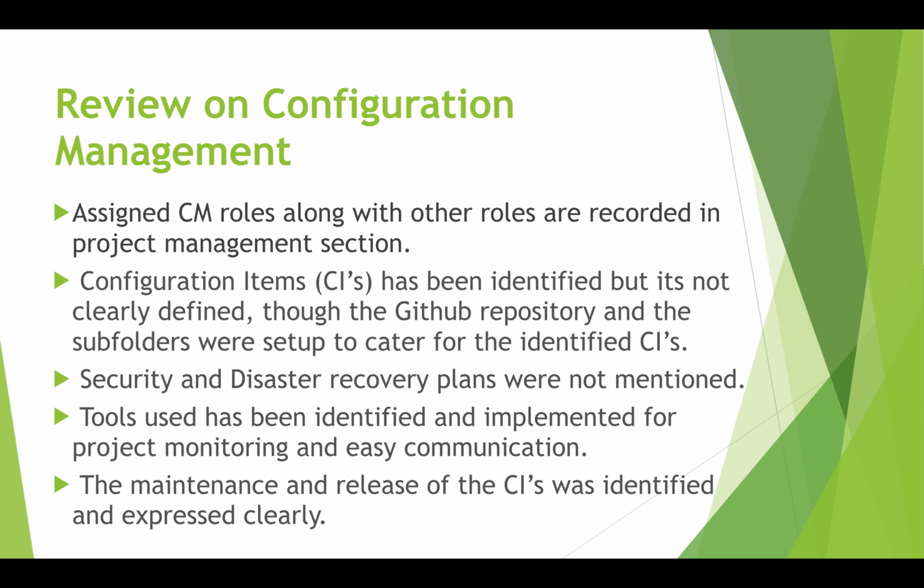Next point is that the tools used have been identified and implemented for project management, project monitoring, and easy communication. For example, WhatsApp, Slack, and Google Drive were all clearly identified and described in the document. The maintenance and release of the CIs was identified and expressed clearly, like the version control, acceptable naming conventions, and file formats to be used. All these are explained in the document, and this measure will contribute to the easy maintenance of CIs and also the release of the final product.